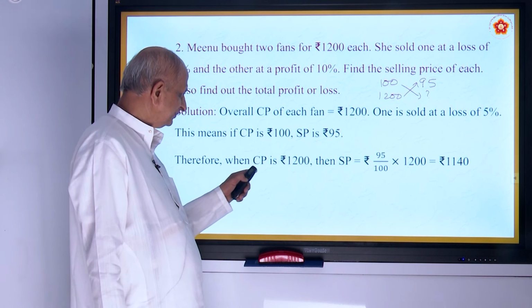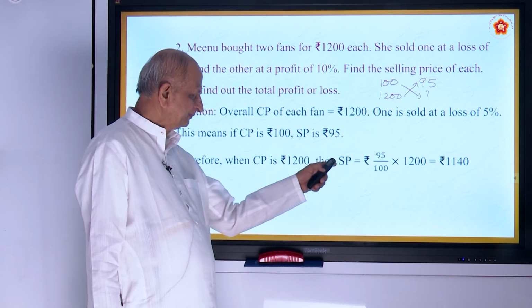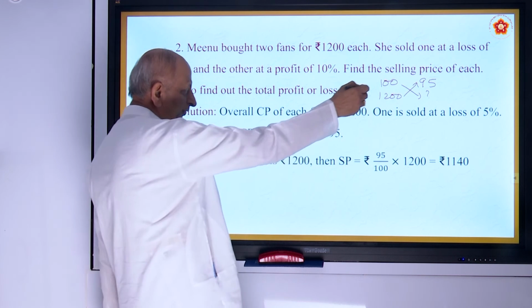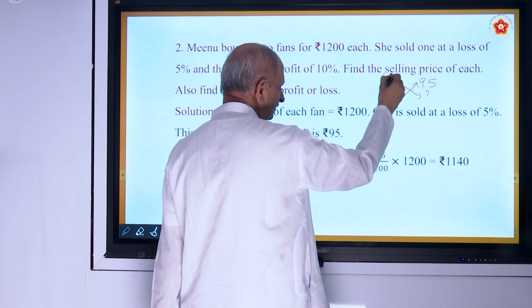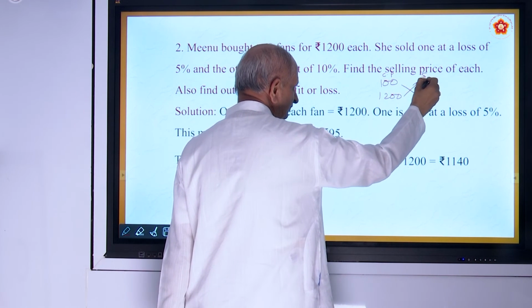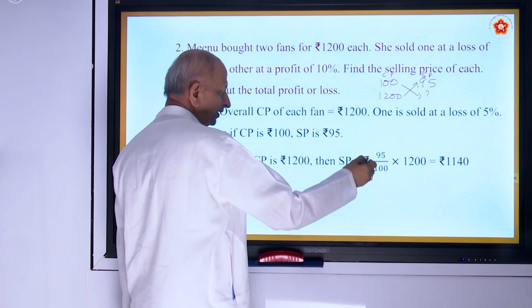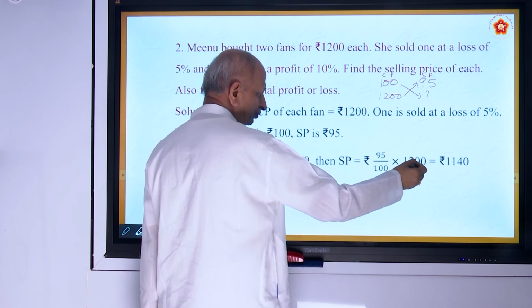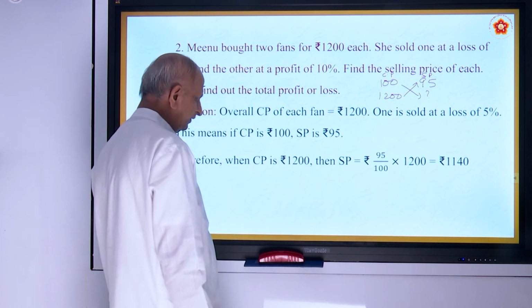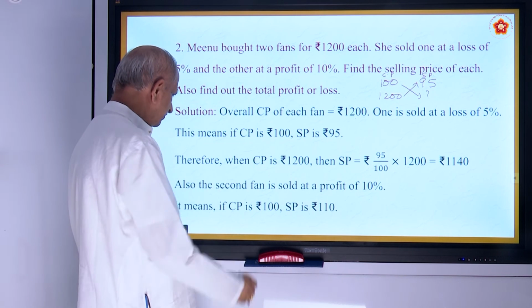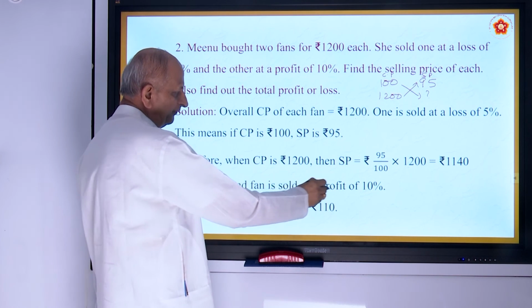So when CP is 1200, SP becomes, this is how you do it. This is CP, this is SP. So 95 by 100 into 1200 comes to 1140. So the second fan is sold at a profit of 10%.